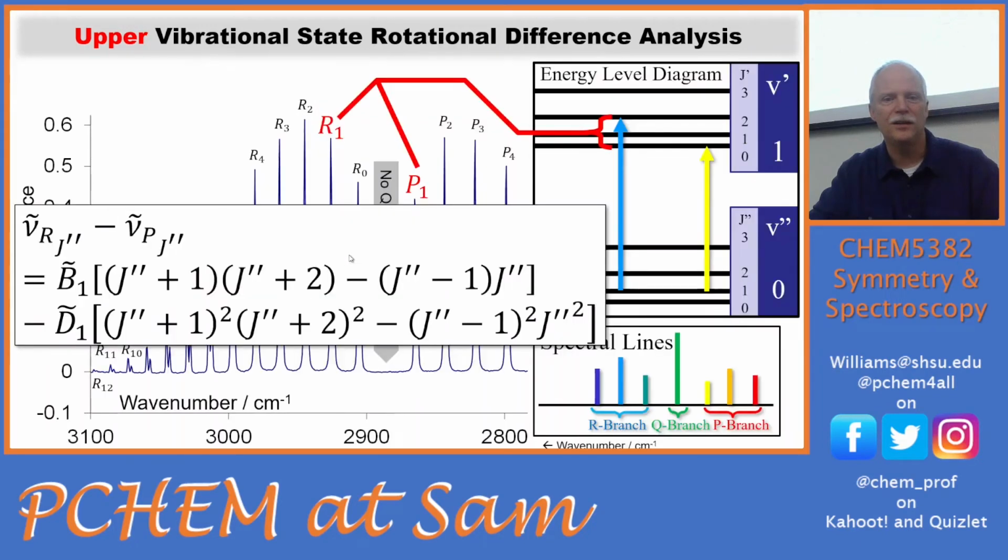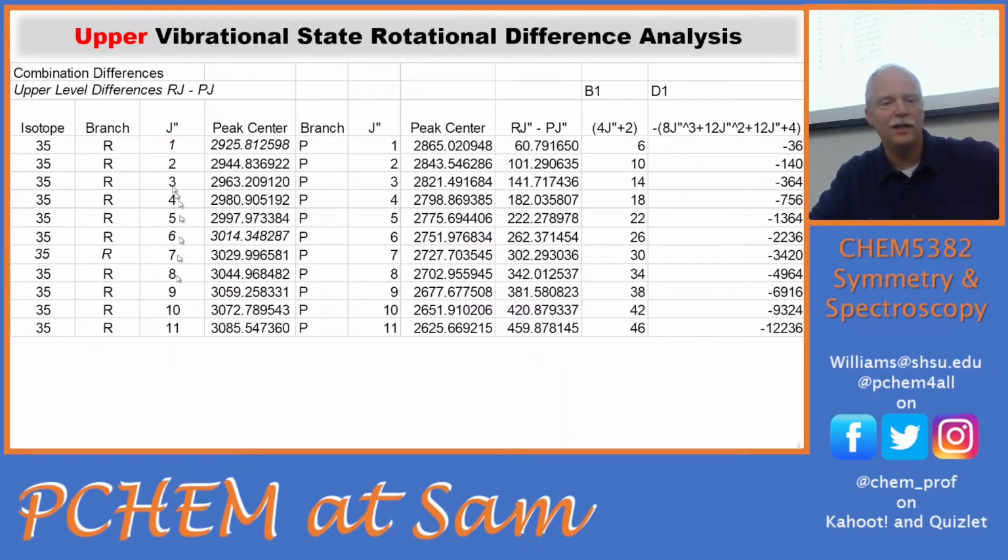Okay, so here's our differences. We take these frequencies, which we identified, the P and R branches. We did our peak picking. And so we have the R branch lines here, and we sort those according to J value. So this is R1, R2, R3, all the way down. And then this is P1, P2, P3, all the way down. Now we don't use the R0 because there's no corresponding P0, so we just start at R1. And then we take the differences in these frequencies. So I'm taking this R branch line, the 2925, and subtracting the 65, and I'm getting this difference of 60.